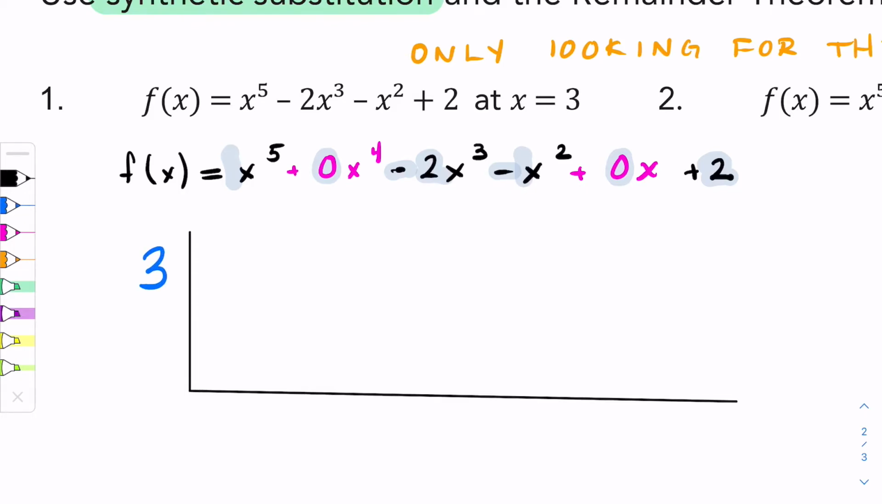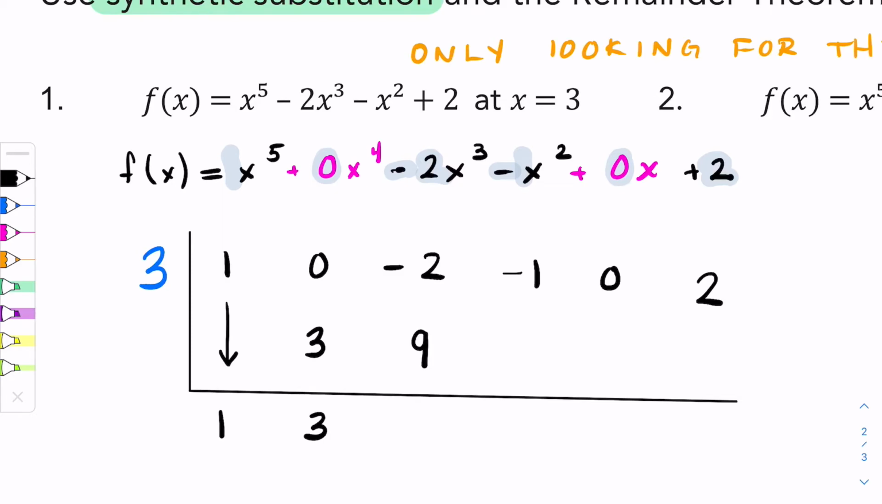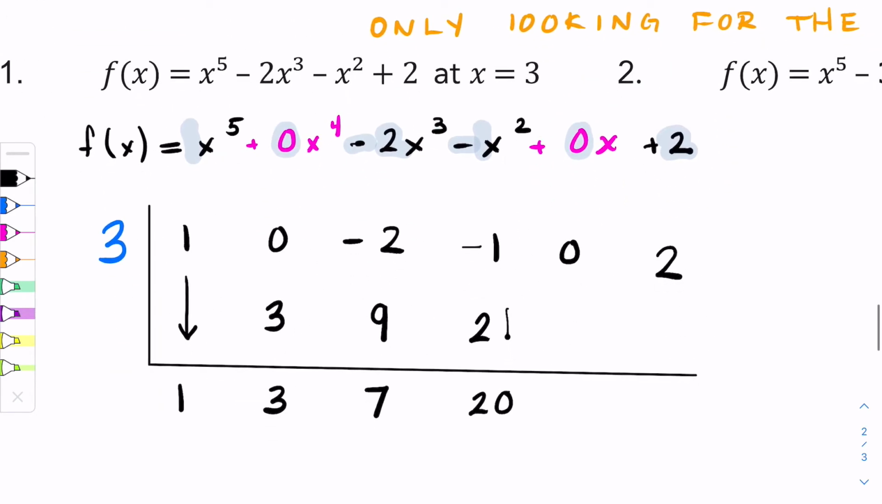Three goes outside. Inside are your coefficients of 1, 0, negative 2, negative 1, 0, and 2. Bring down the 1. 1 times 3 is 3. 0 plus 3 is 3. 3 times 3 is 9. 9 plus negative 2 is 7. 3 times 7 is 21. 21 plus negative 1 is 20. 3 times 20 is 60. 60 plus 0 is still 60. 60 times 3 is 180. 180 plus 2 is 182.